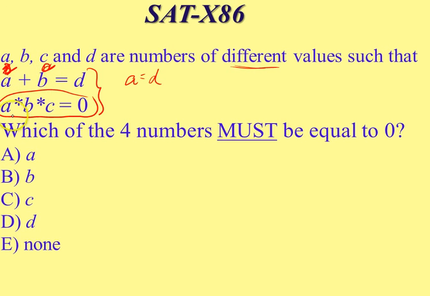Well, going back to that second condition, since A and B cannot be 0, and one of those 3 numbers must be 0, then C is the one that must be equal to 0. That's the only way you're going to get a product of 0. So the answer is C. C is the one that must equal 0. Done.